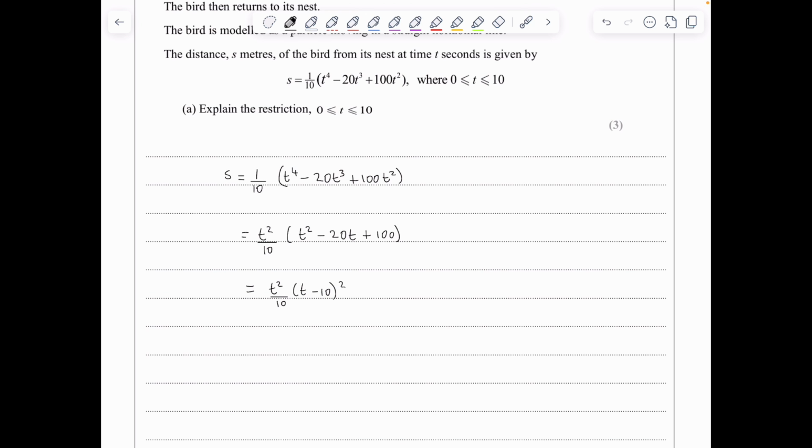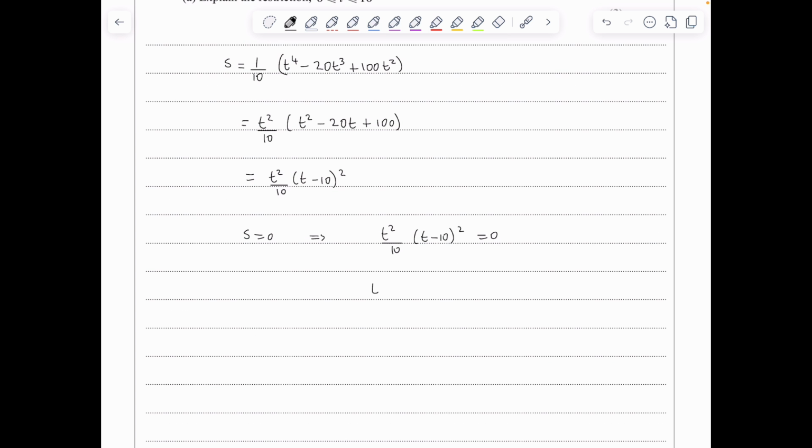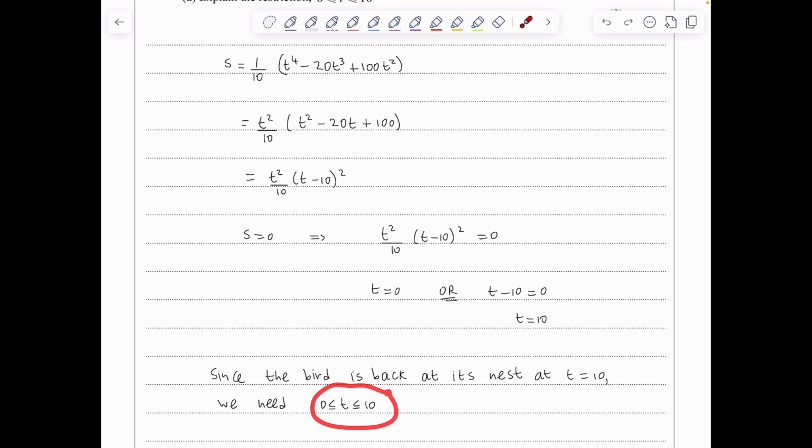So if I set s to be 0, this means we're looking at t squared over 10 times (t minus 10) raised to the power of 2 being equal to 0, which of course means that either t is 0 or t minus 10 is equal to 0. So we've got t is 0 or t is equal to 10. And therefore we conclude that since the bird is back at the nest at t is 10, we need t to be between 0 and 10 inclusive.